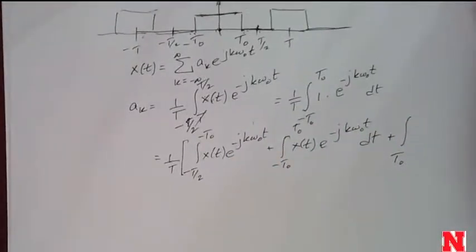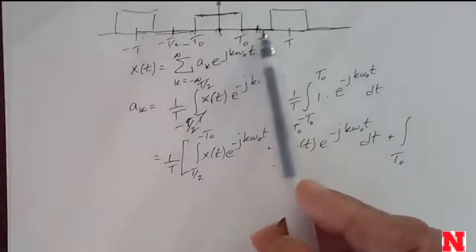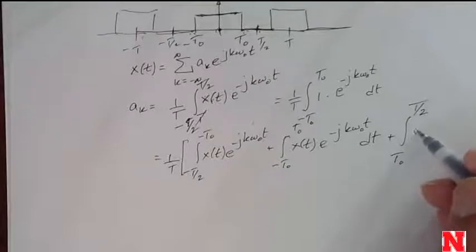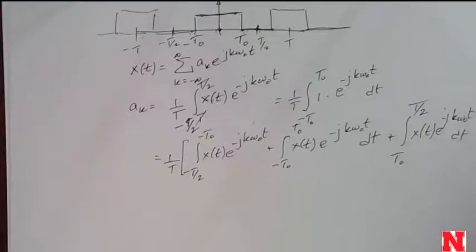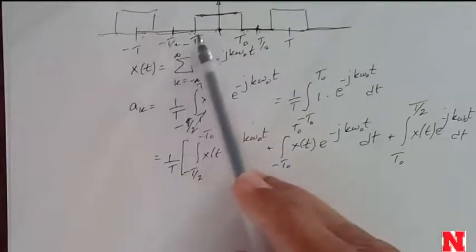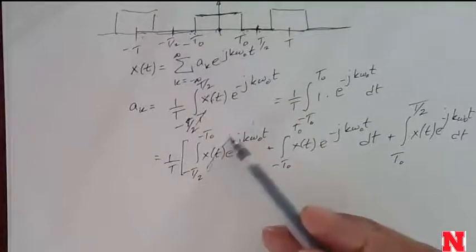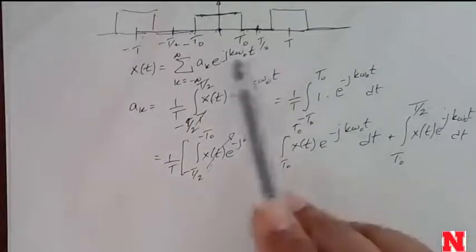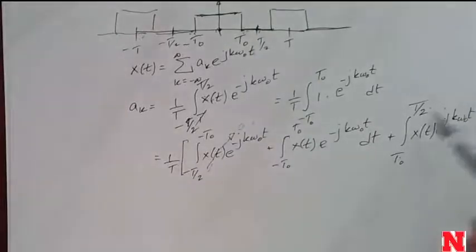Let's bring it just down a little bit. So the integral from t0 to T over 2 of x of t e to the minus j k omega naught t dt. Right. In this interval from minus T over 2 to minus t0, x of t is 0. So this is 0. And in the interval from t0 to T over 2, x of t is 0. So this integral goes away.